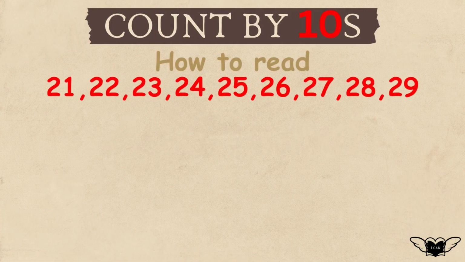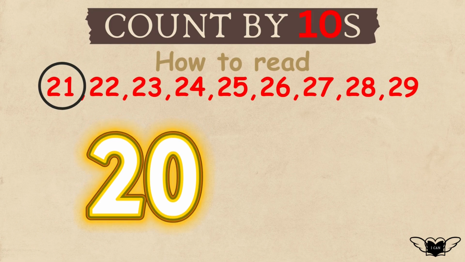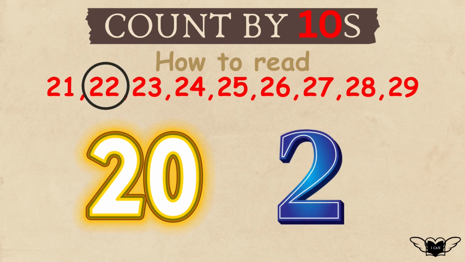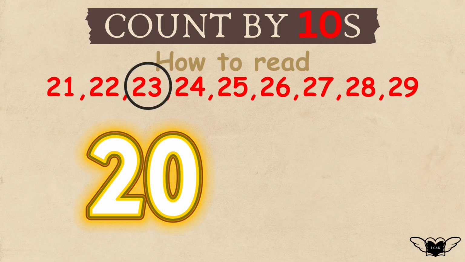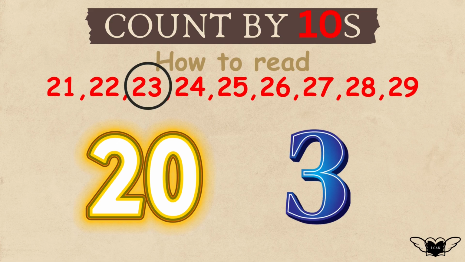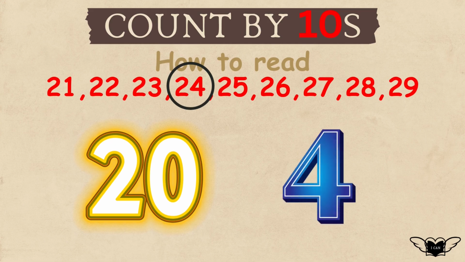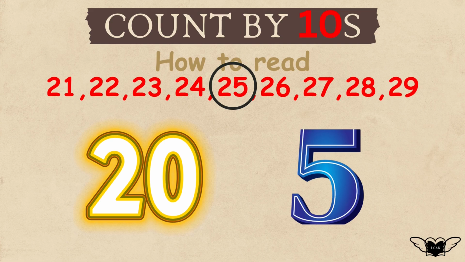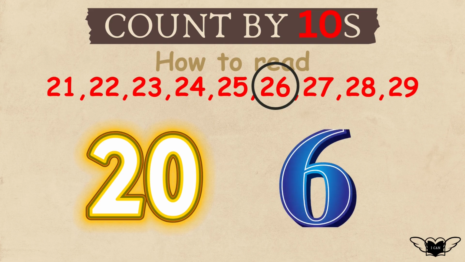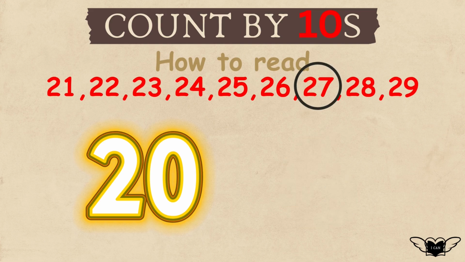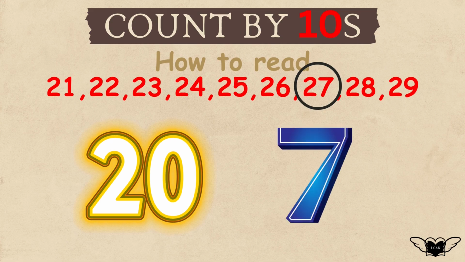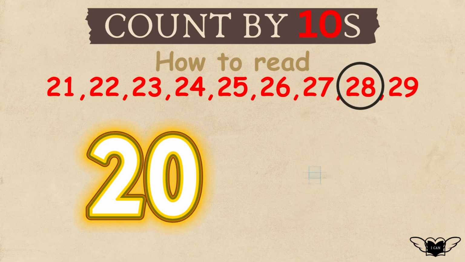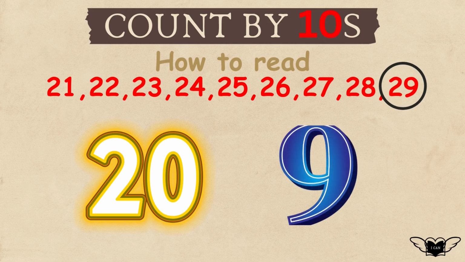Additional. How to read these numbers. 20, 1, 21. 20, 2, 22. 20, 3, 23. 20, 4, 24. 20, 5, 25. 20, 6, 26. 20, 7, 27. 20, 8, 28. 20, 9, 29.